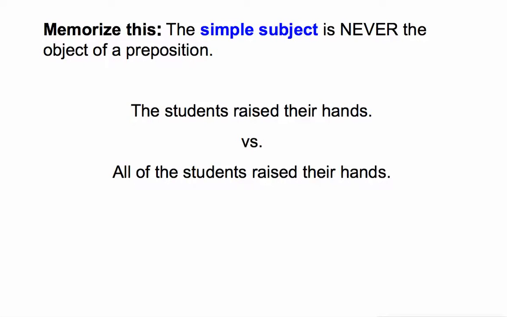Memorize this really important rule. The simple subject is never, ever the object of a preposition. So let's look at 2 sentences to illustrate this. The first sentence, "The students raised their hands." This sentence is pretty straightforward. What is the sentence about? The students. What did they do? They raised their hands. If we look at the next sentence, "All of the students raised their hands."